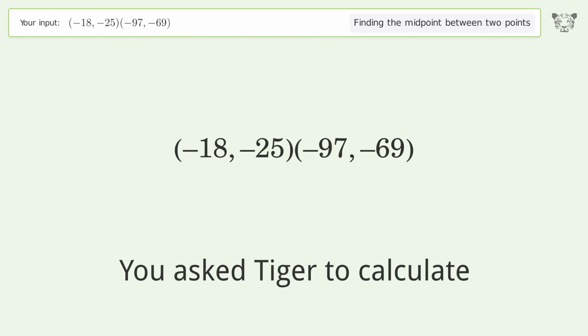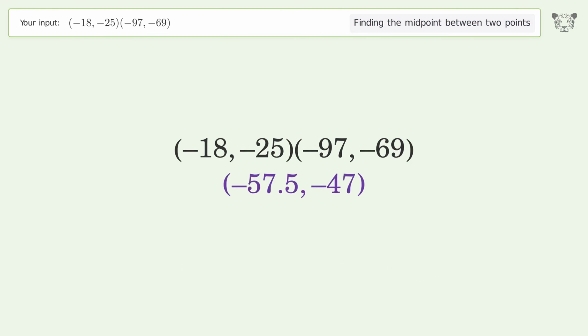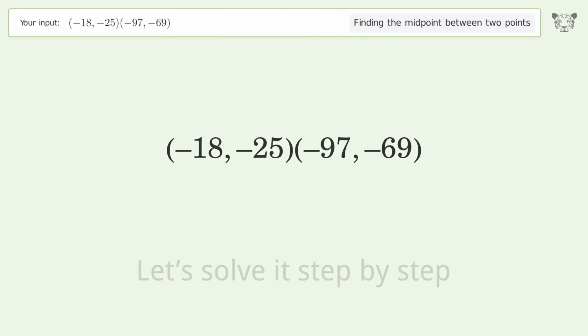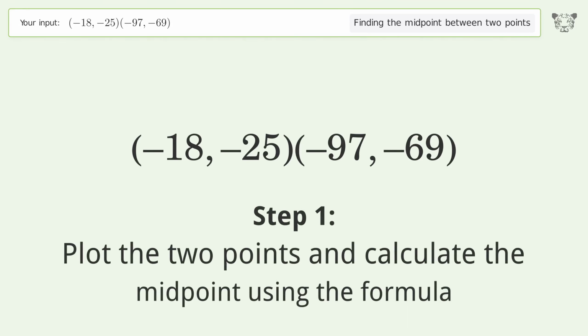You ask Tiger to calculate. This deals with finding the midpoint between 2 points. The midpoint between the 2 points is negative 57.5, negative 47. Let's solve it step by step. Plot the 2 points and calculate the midpoint using the formula.